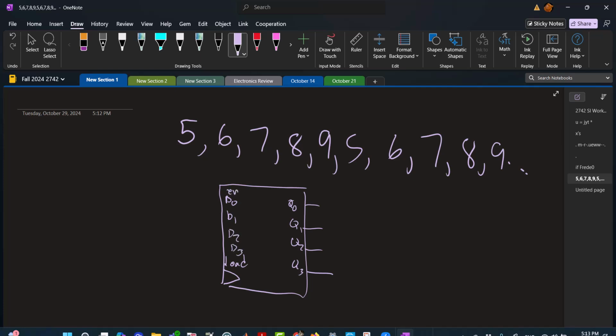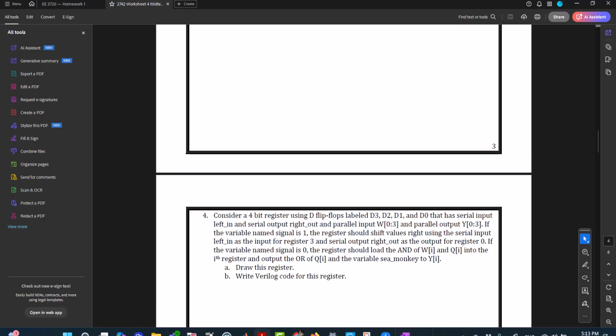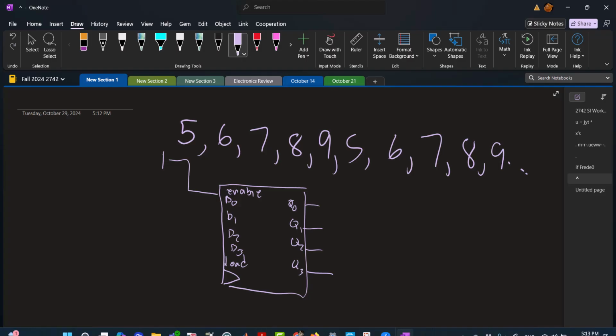A lot of times you have, well, you should have an enable. And for ours, you're just going to have a 1 going into the enable because you want it to be enabled. There's no reason not to have it enabled. So a 1 into the enable, and you'll have a clock, and the clock just goes into the clock.